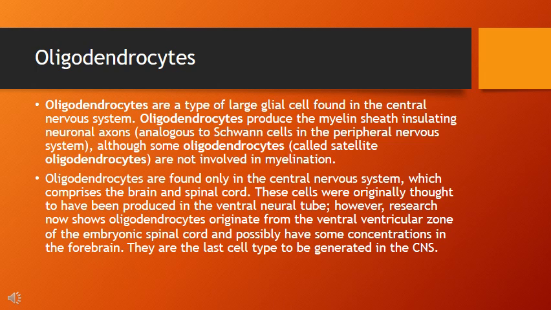Where are they found? They are found only in the central nervous system, which comprises the brain and the spinal cord. These cells were originally thought to have been produced in the ventral neural tube. However, research now shows oligodendrocytes originate from the ventral ventricular zone of the embryonic spinal cord and possibly have some concentrations in the forebrain. They are the last cell type to be generated in the central nervous system.